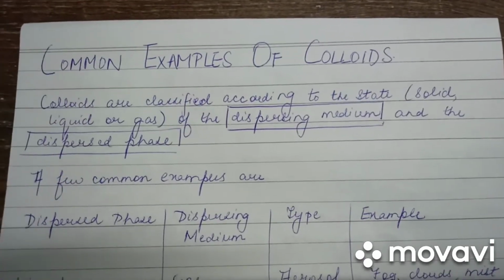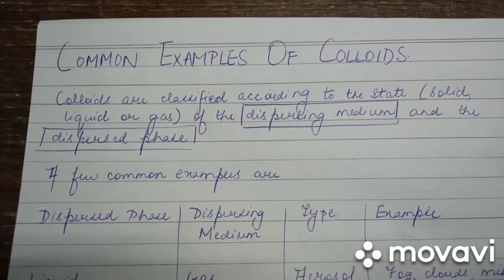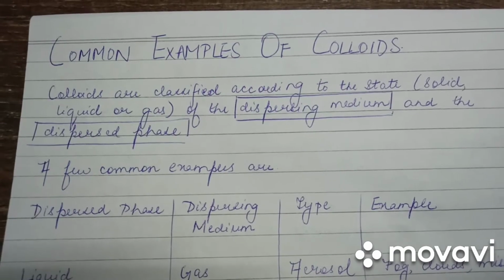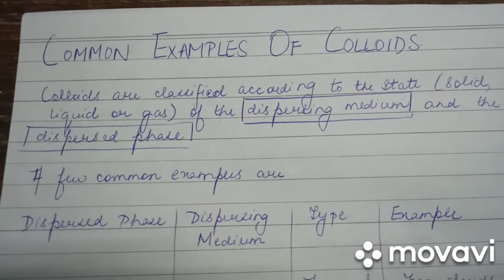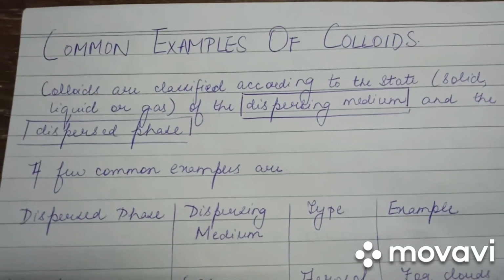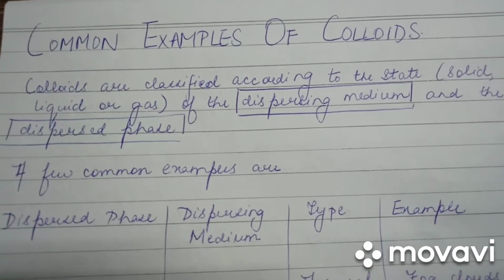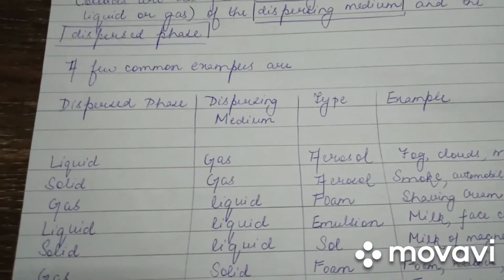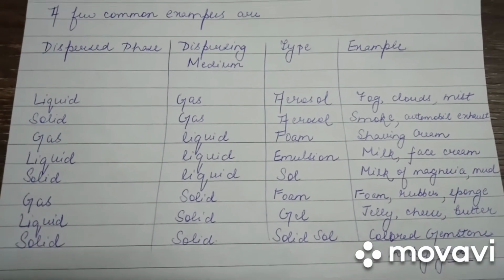In our previous video, we discussed what suspensions and colloidal solutions are and their various properties. Today we will start off by discussing common examples of colloids. Colloids are classified according to the state, solid, liquid or gas, of the dispersing medium and the dispersed phase. Yesterday we also discussed what the dispersing medium and the dispersed phase are. A few common examples are given in the table below.